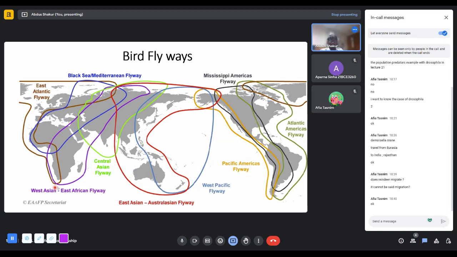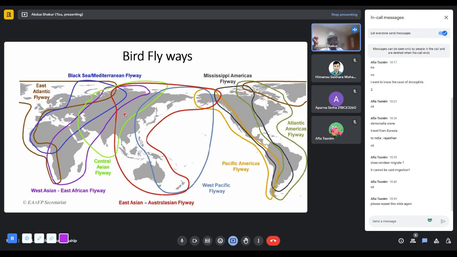And there is the West Asian East African flyway, where from West Asia they go into East Africa. And similarly, in the Americas, you have the Pacific America flyway or Mississippi America flyway. So it depends on where all it goes from and which major places. A species that is known from the Central Asian flyway rarely, unless it is blown away by storms or something, will follow another flyway. It will try to follow more or less a single flyway.